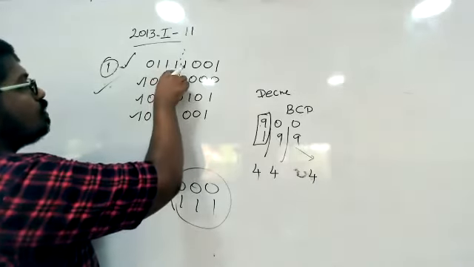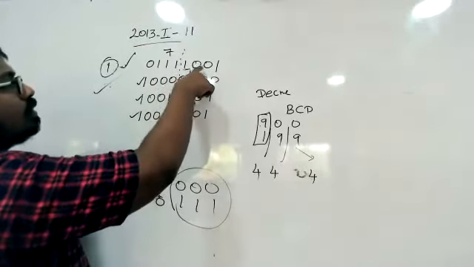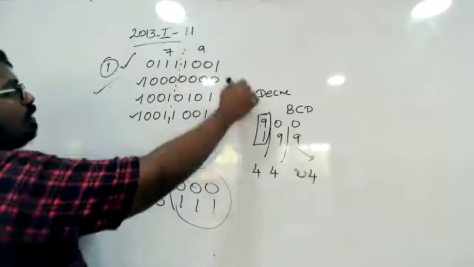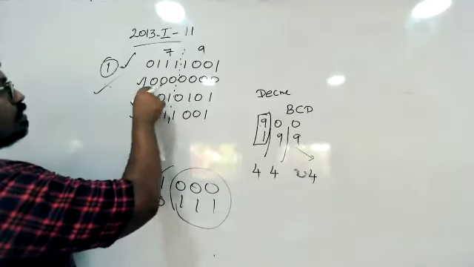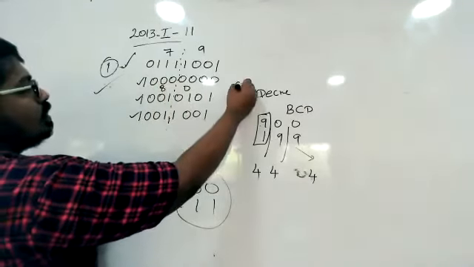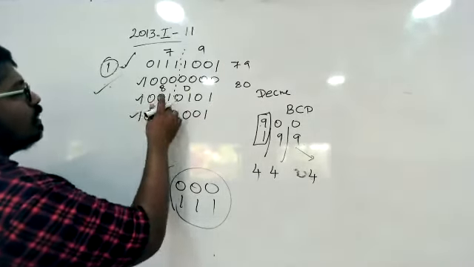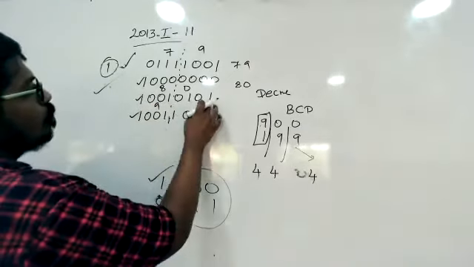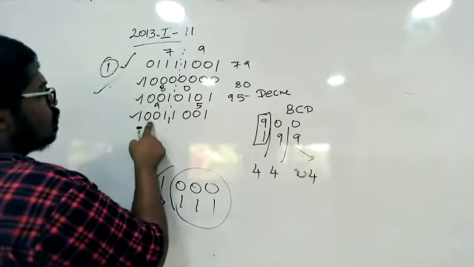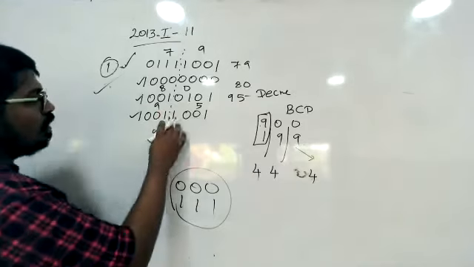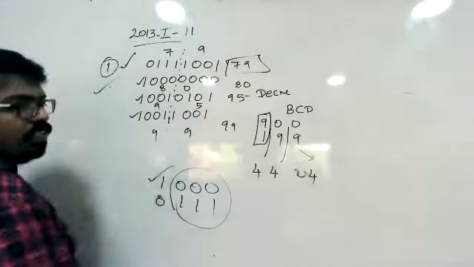Here it is 1, 1, 1. So 1 plus 2 plus 4, it is 7. 1, 0, 0, 1. 8 plus 0 plus 0 plus 1, 8, 1, 9. So that is 79. Here 1, 0, 0, 0, 1. This is 8. So 8, 0. This is 80. This is 79. 1, 0, 0, 1. 8 plus 1, it is 9. 4 plus 1, it is 5. So it is 95. 1001, that is 9. 1001, that is 9. So the answer is 99. You can see this is the smaller one.